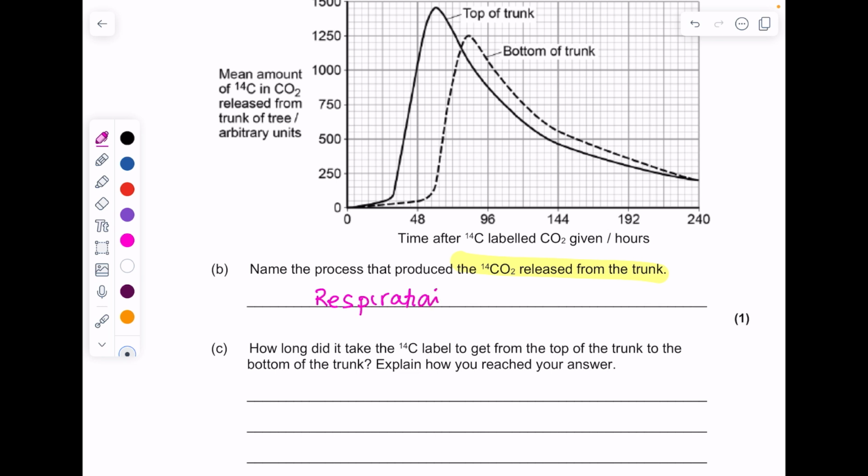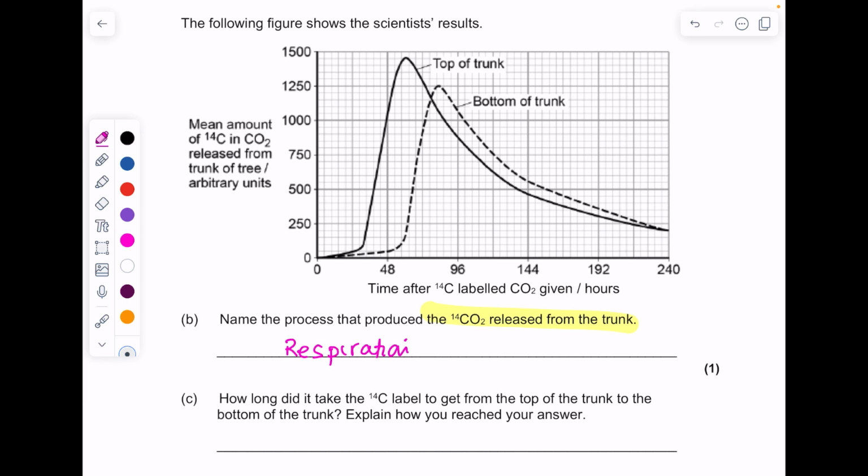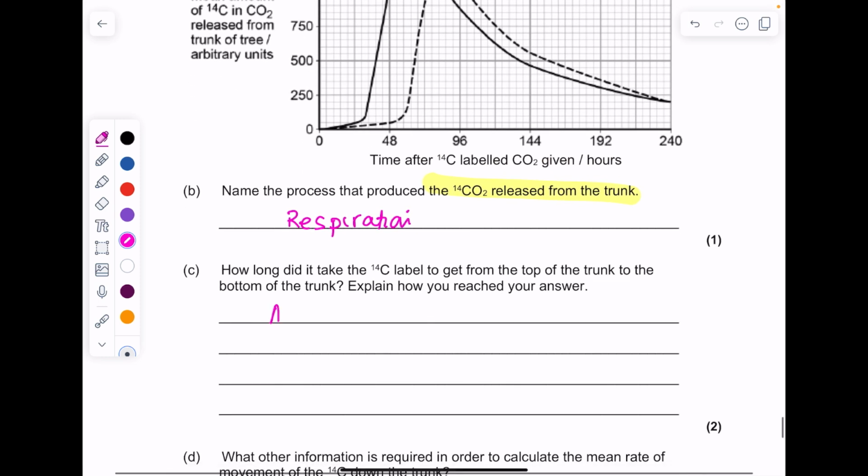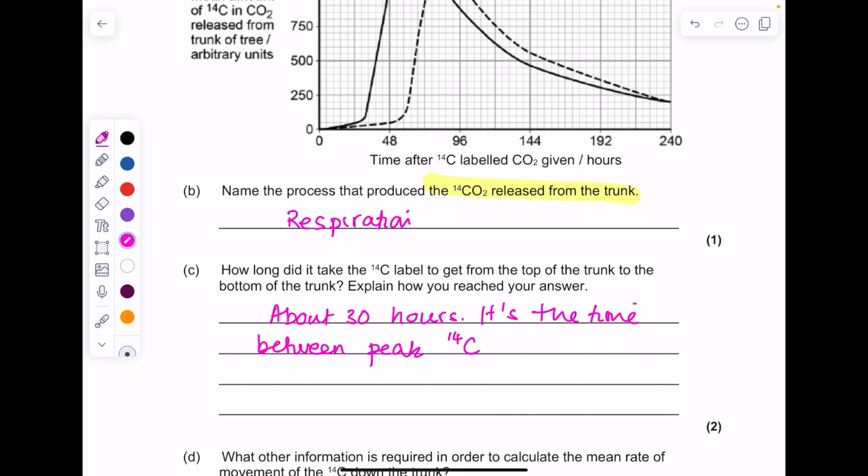How long did it take for the 14 carbon label to get from the top of the trunk to the bottom of the trunk? Explain how you reached your answer. So you need to look for two matching portions on the graph. So we'll take these two peaks here, just work out the difference between them using this x-axis here. It is a bit of an awkward axis, but the answer here is about 30 hours. And we're explaining our answer by stating it's the time between peak of 14 carbon at the top of the trunk and the bottom of the trunk.